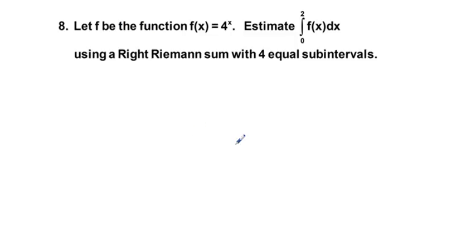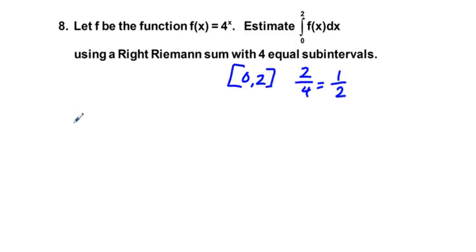Next problem to look at is 8. Let f be the function f of x equals 4 to the power of x. Estimate the integral from 0 to 2 of f of x dx using a right Riemann sum with 4 equal subintervals. And so what we have is the closed interval from 0 to 2, and we want to have 4 subintervals. We take b minus a, so we're going to have 2 divided by 4. So our interval size for evaluation purposes is going to be 1/2.